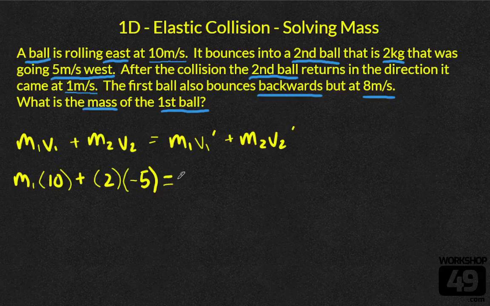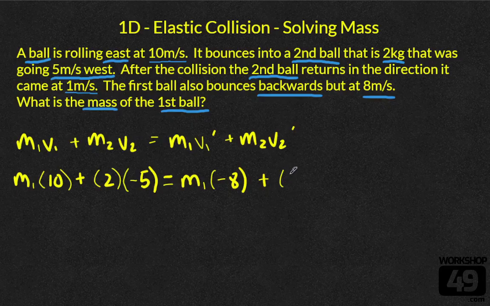We're back to m1 again. Oh, still an unknown. Not a fan of multiple variables, but I think we'll be fine. v1 prime is the velocity of ball 1 after the collision. And it says the first ball bounces backwards, but at 8 meters per second. That means because it was positive, if it bounces backwards, that first ball is now going to have a velocity of negative 8. Watch those little keywords as you're doing this.